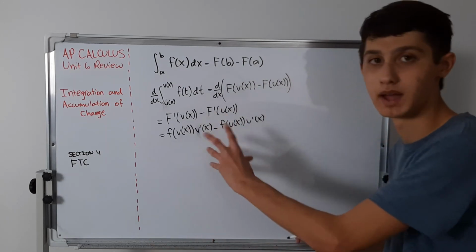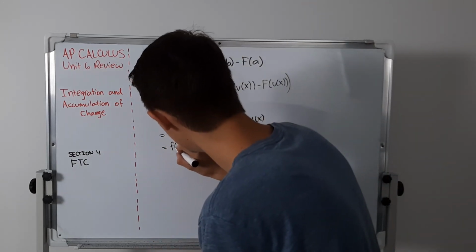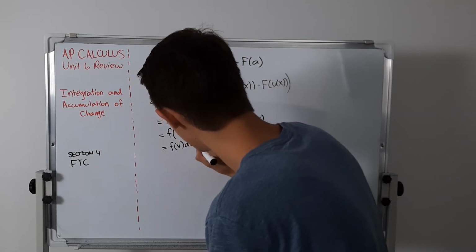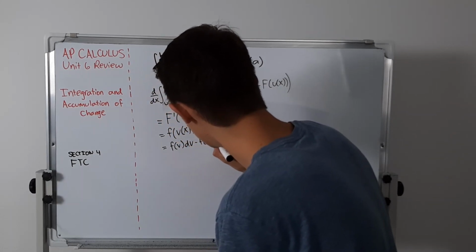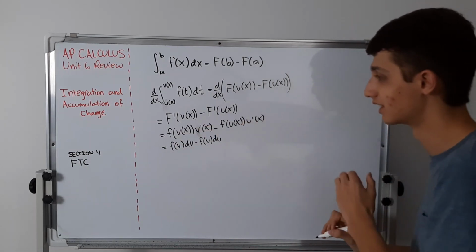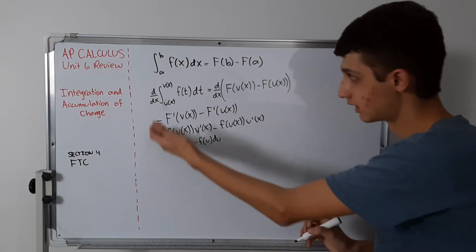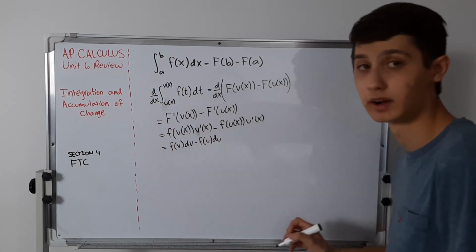And you're like, this is a mess. But what I like to reduce it to is f of v dv minus f of u du. This is a nice little way to reduce it, just so it's not crazy like that. But yeah, that's the derivative of an integral, right?